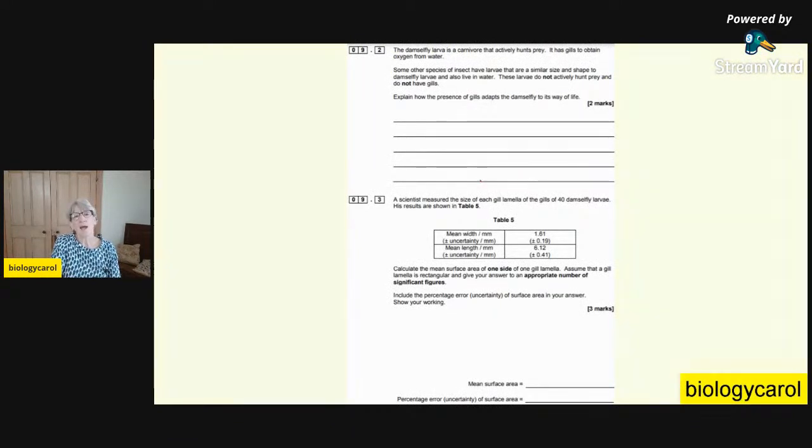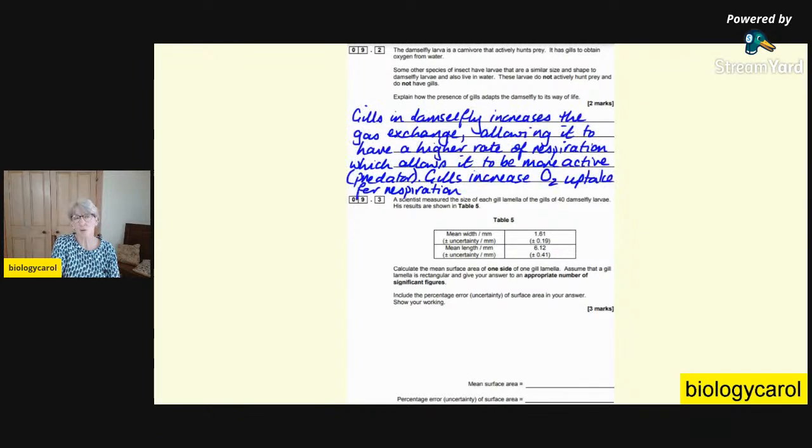Damselfly is a carnivore that actively hunts its prey. It has gills to obtain oxygen from water. Some other species of insect have larvae that are similar size and shape to damselfly and also live in water. These larvae do not actively hunt prey and do not have gills. They don't have the same requirement for gas exchange. Explain how the presence of gills adapts the damselfly to its way of life.